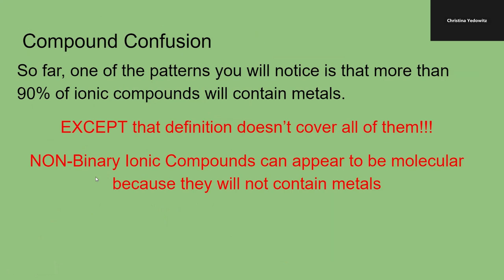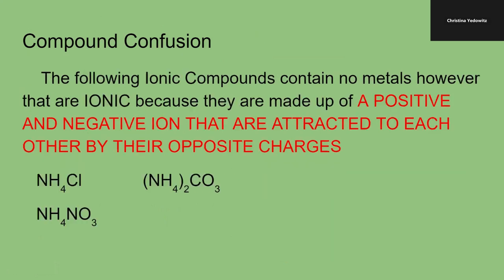Okay, so it is true that like 90% of the ionic compounds you're going to see are going to contain metals, but some of them don't. And so here's a warning about some of the most common ones you're going to run across that are made of polyatomics or contain a polyatomic, and that's what's making these ionic. Okay, so a compound that contains ions is an ionic compound.